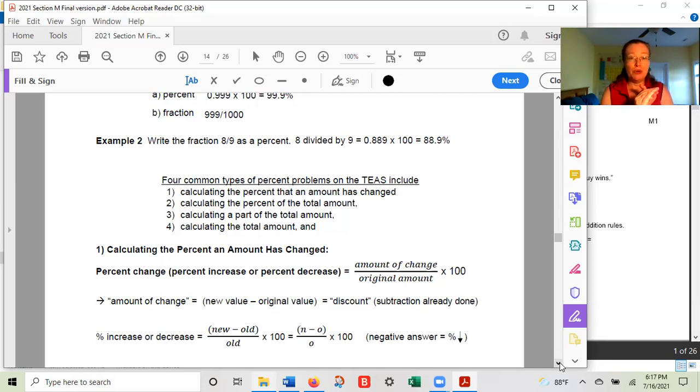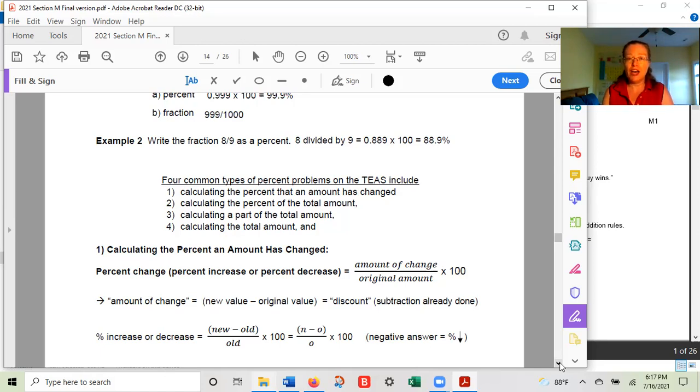If, however, they give you a new value and an old value, you're going to want to subtract. The percent increase or decrease will then be the new value minus the old value. You have to finish doing that calculation, get a number for that, then divide by the old number or the original number. This is the part where people make a lot of errors. They accidentally divide by the new value instead of the old value.